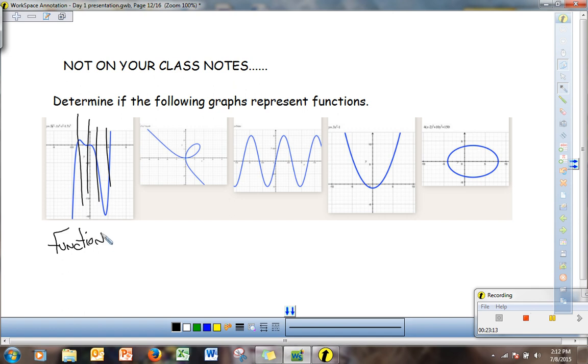But check out this next one. I could draw a vertical line right there and only hit it one time. But I could draw a vertical line right here and I hit it 1 time, 2 times, 3 times. Since it fails the vertical line test, I'm going to put not a function. What do you think of the next one? Vertical lines only hitting it 1 time, so yes, this is a function.